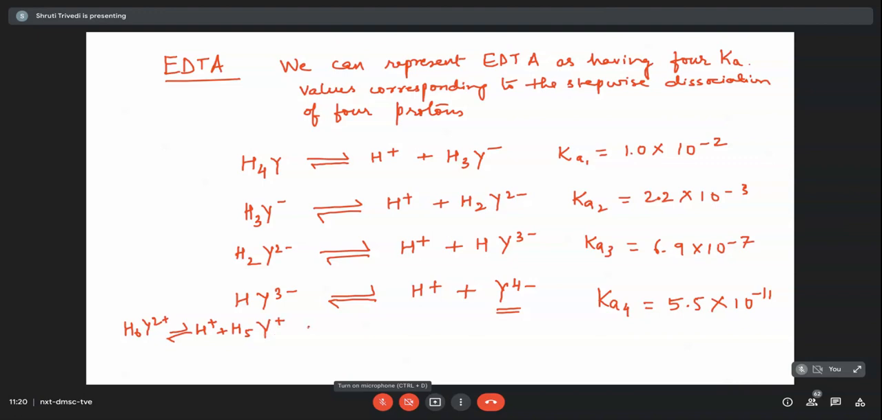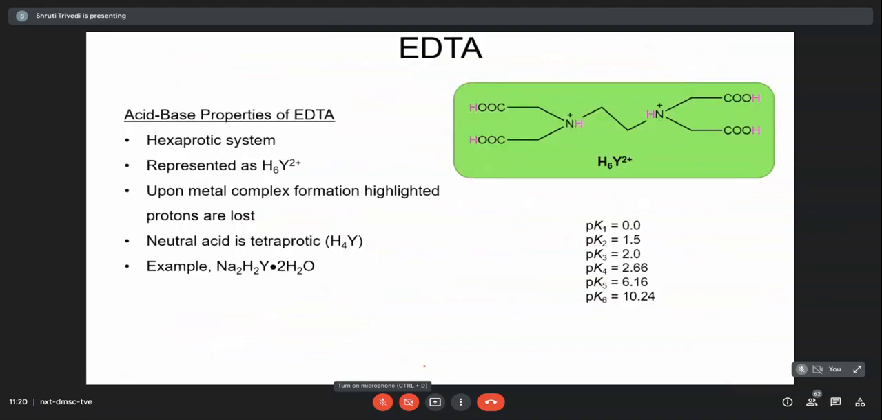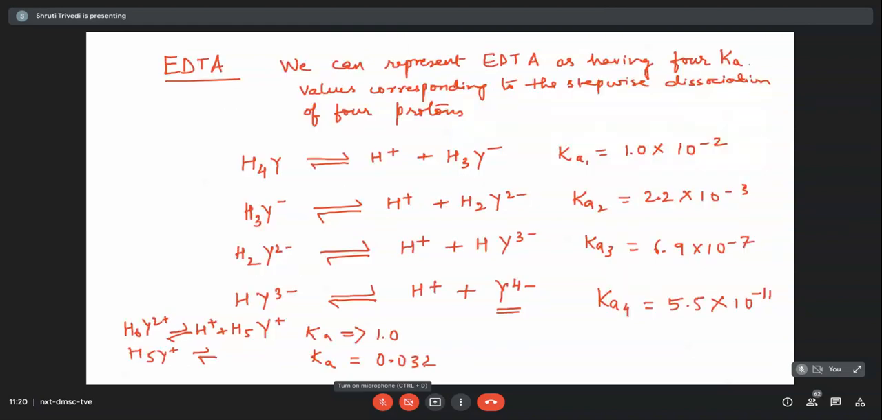The Ka value for this is 1. And if you have H5Y plus, you can write down this reaction, and Ka for this is 0.032. Corresponding to that, we have the pKa1 values, so you can calculate from this also. The two nitrogens are more basic, as I told you, than the carboxyl oxygens, and so protonate more easily. The nitrogen protonation, however, does not affect the solubility of EDTA in acid.